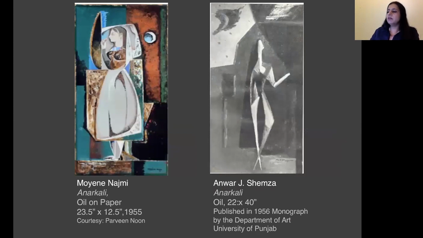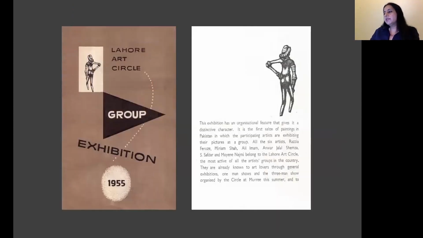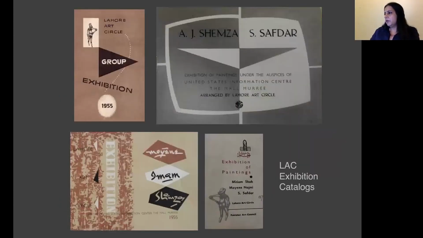There are several other comparisons that are part of my larger research project. There were 4 exhibitions credited to Lahore Art Circle as a group, and I'm going to show you those on the screen. Not all Lahore Art Circle artists exhibited together. That is something that I find very interesting, but they exhibited in groups of 2 and 3, and only once exhibited as a group of 6. Not all of them ever showed together.